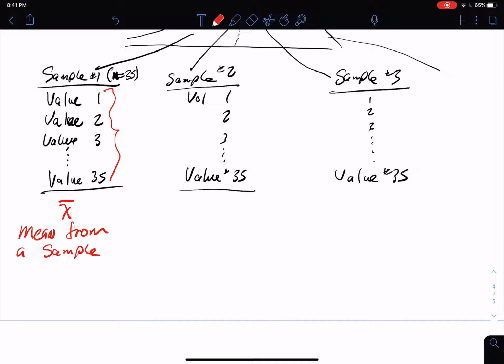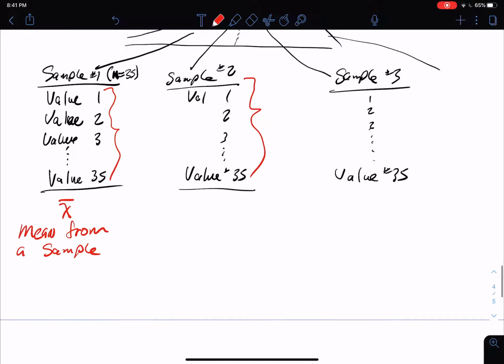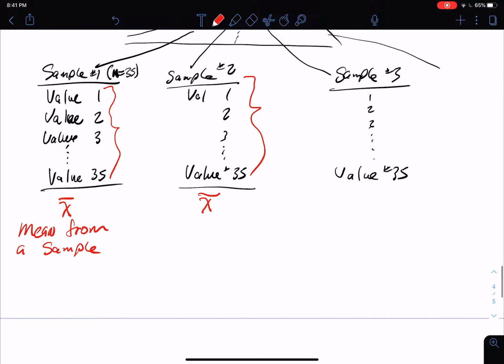And then right here, our second sample of another 35 values, we can add them up and divide by 35 and get a sample mean. And our third sample, we could add all those values up and divide by 35 and get a mean. It would be crazy luck for these sample means to all be the same. They're not going to be the same.